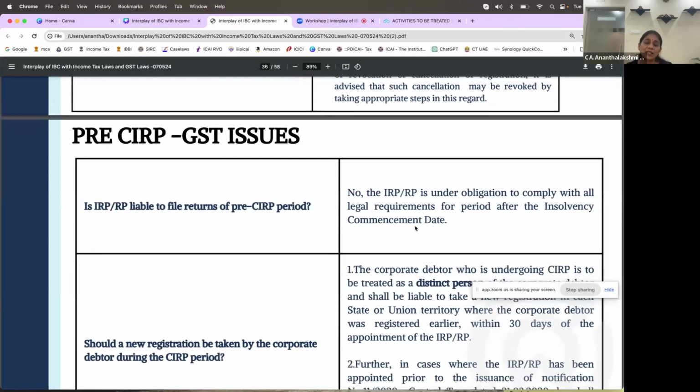This is a very well-known question. Who is liable to file the returns for the pre-CIRP period? As discussed earlier, the RP is not under obligation to comply with legal requirements for the period before the insolvency commencement date. Whatever questions pertain to the earlier period, we are not responsible, since it is not in the hands of the RP. We don't know what happened. We can't go and dig into things to answer their questions. We can strictly say it is not my responsibility. I am responsible only from the insolvency commencement date. No questions can be answered by me for the earlier period.